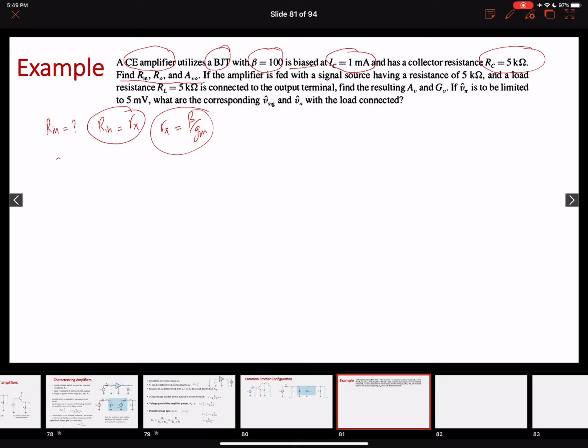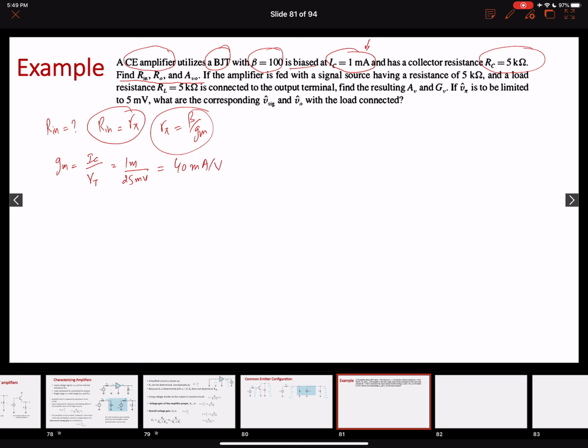Let's first find out the value of GM. GM equals IC over thermal voltage. Collector current value is given as 1 milliampere. So 1 milliampere divided by thermal voltage, 25 millivolts. If you are going to solve this, the value of GM is going to come out to be 40 milliamperes per volt.